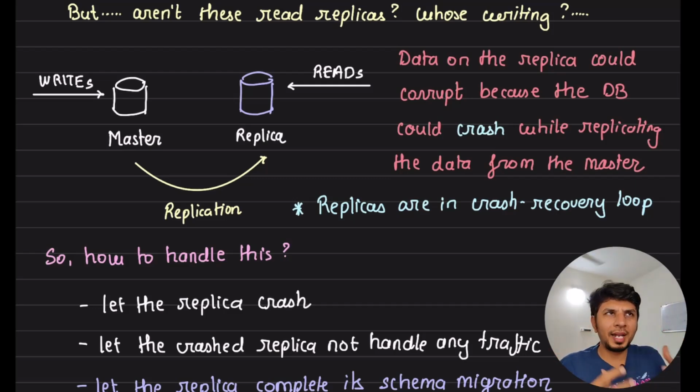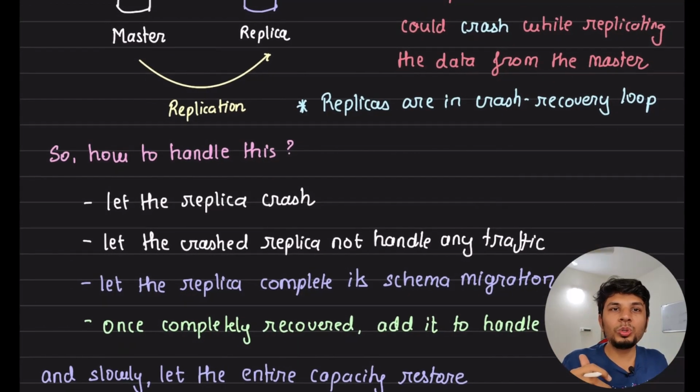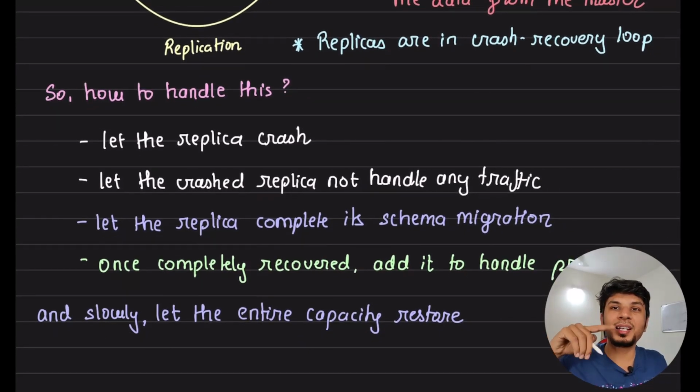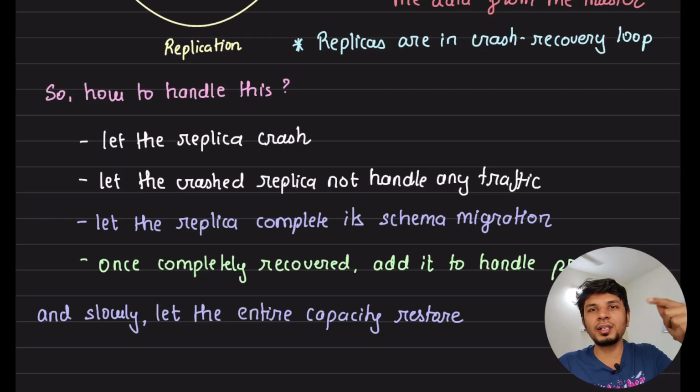Once they removed it from their production fleet, they stopped getting read requests on that read replica, and it had time to complete the schema migration that everything started with. Why did your replication start failing? Because there was a deadlock. Why was there a deadlock? Because there was a schema migration happening.